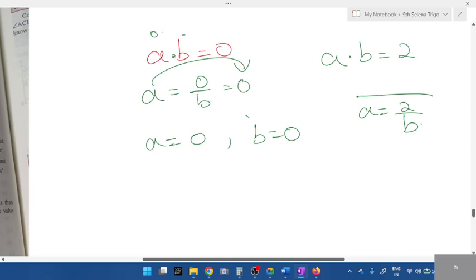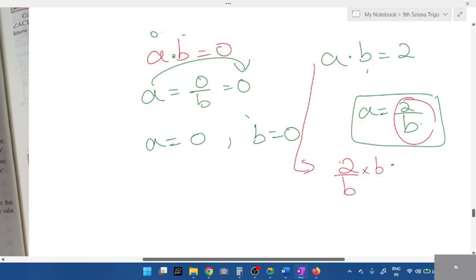This is A's value, students. If I want to find B in this, how do I find B? Take this question. What should I write in place of A, students? No, no. In place of what is given? 2 by B into B is equal to, which one gets cancelled? B and B gets cancelled.